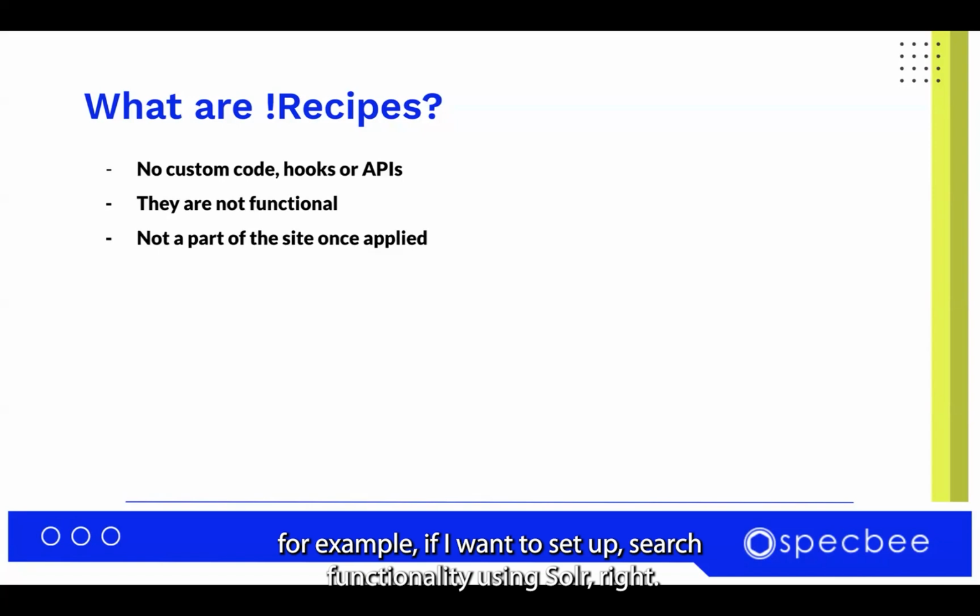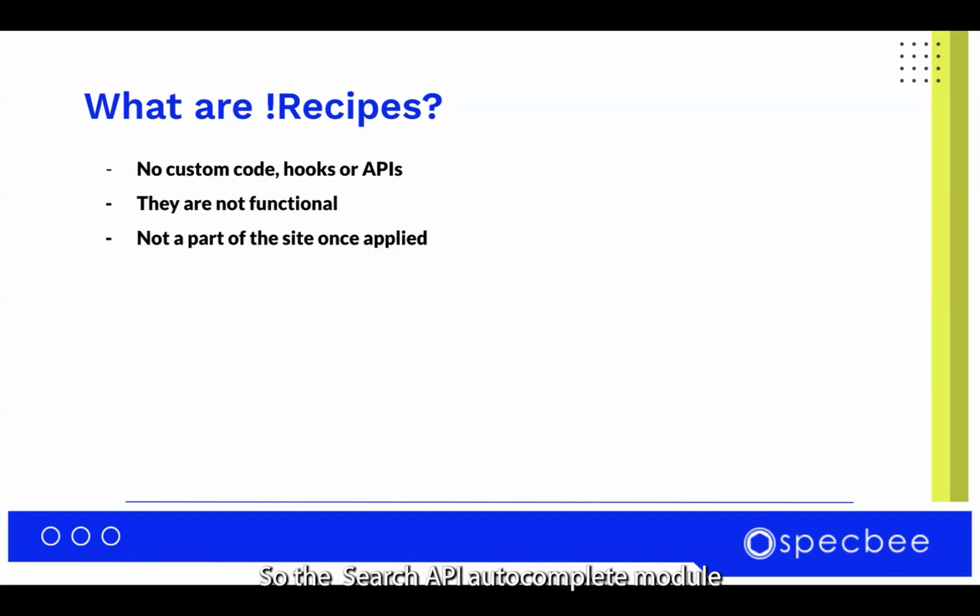So for example, if I want to set up a search functionality using Solr, right? I'll spin up a recipe which will install all those modules: the Search API module, the Search API Solr module. And let's say I want to have autocomplete features, so the Search API Autocomplete module. So those modules will get installed. What are the different configurations that need to be provided? A default search server, a default index, and what are the content types or the fields that need to be indexed. So all these configurations will be packaged inside the recipe.